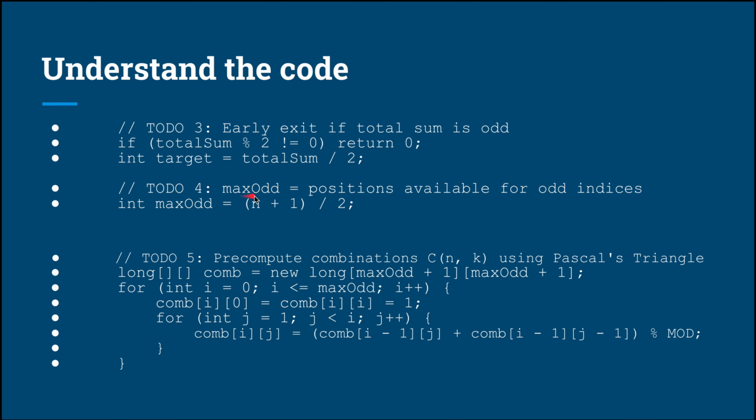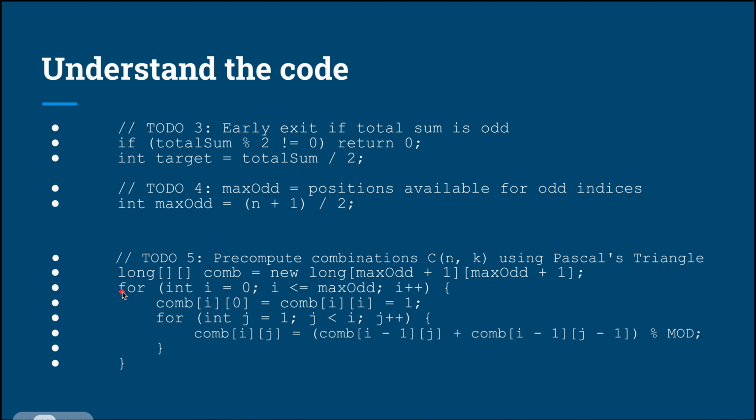In the next step, we'll find the max odd. How are we going to find the max odd? It is the number of positions available for the odd indices, so n plus 1 divided by 2, because n is the number of given indices. Now we will pre-compute the combinations of c number of positions and k using Pascal's triangle. We'll create the combinations array, where we pass max odd plus 1 and max odd plus 1, so that we store all the combination values here.